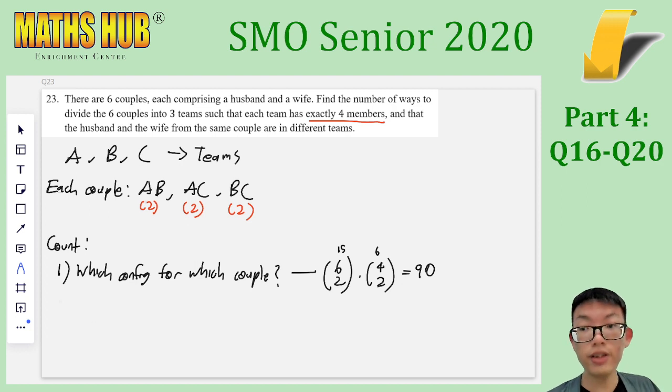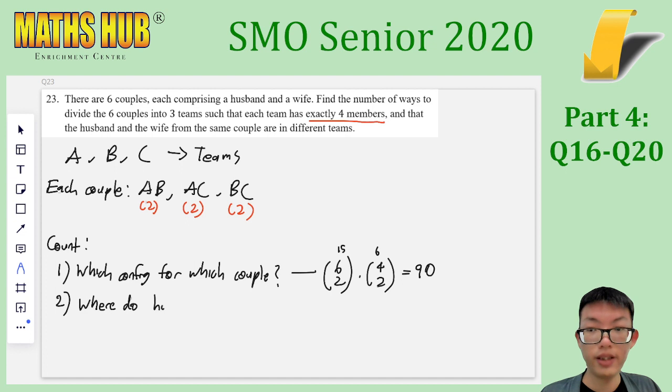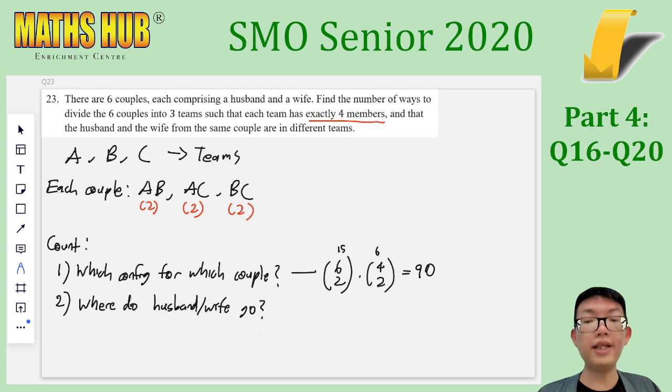Next, you need to make sure that the couples also can decide who goes into which team. So for example, if the first couple picks AB, does the husband go to A or the wife go to A? So the configurations can be set, but the next thing is, where do the husband and wife go? And the answer is that there are 2 choices for each couple, giving you 2 to the power of 6, which is 64.